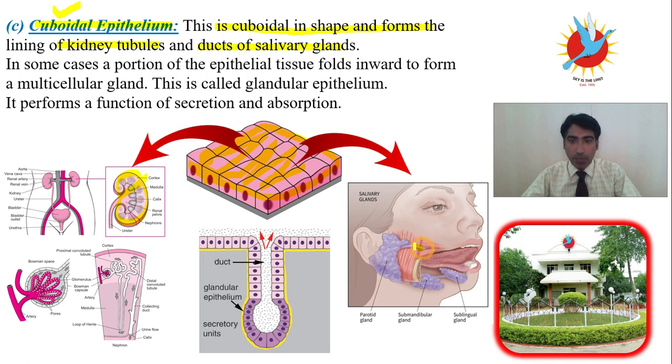In this diagram here, these three pairs of salivary glands are present: parotid gland, submandibular and sublingual. So all the salivary glands are lined by the cuboidal epithelium.